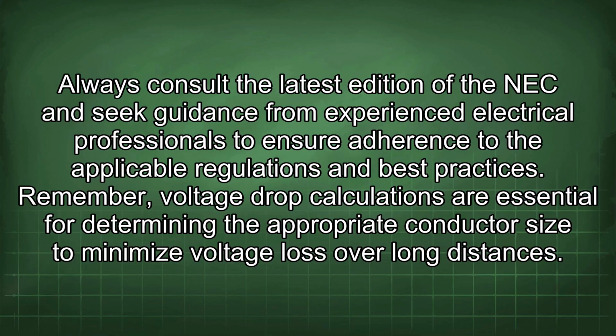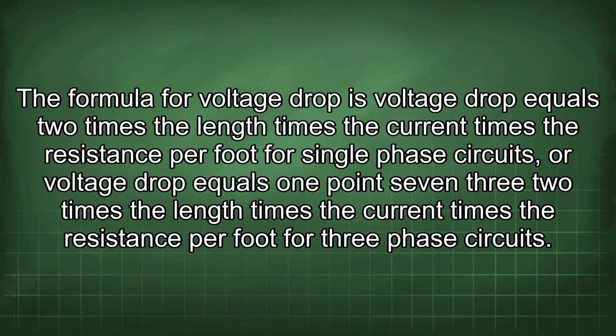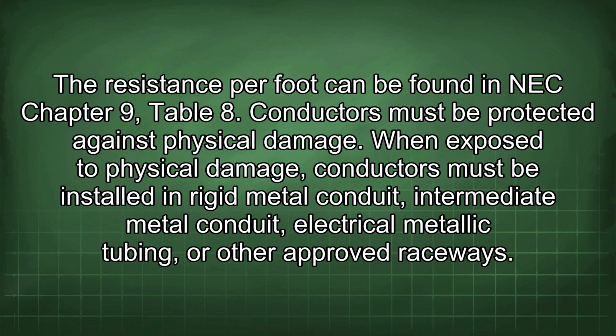Remember, voltage drop calculations are essential for determining the appropriate conductor size to minimize voltage loss over long distances. A formula for voltage drop is: voltage drop equals 2 times the length times the current times the resistance per foot for single-phase circuits, or voltage drop equals 1.732 times the length times the current times the resistance per foot for three-phase circuits. The resistance per foot can be found in NEC Chapter 9, Table 8.